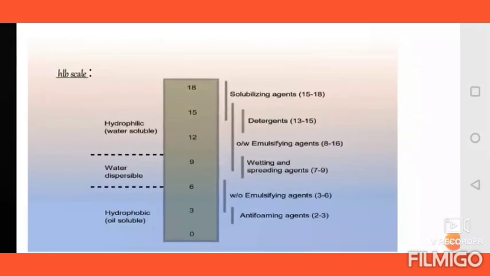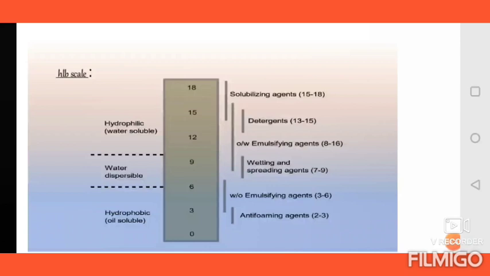Next slide. So this is our HLB scale. Solubilizing agent, the range is 15 to 18. Detergent 13 to 15. Oil and water emulsifying agent 8 to 16. Wetting and spreading agent 7 to 9. Water and oil emulsifying agent 3 to 6. Anti-foaming agent is 2 to 3. Then hydrophilic oil soluble, water dispersible, and hydrophilic water soluble. So these three ranges are on the HLB scale.